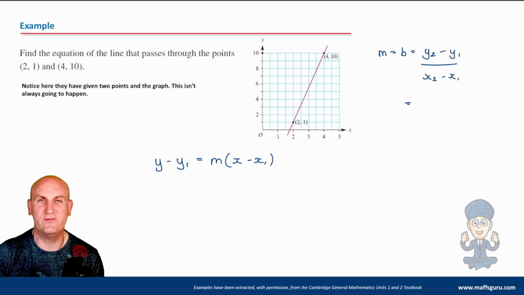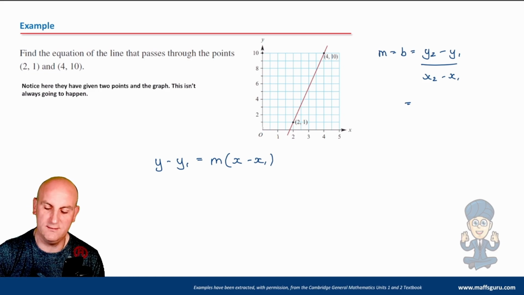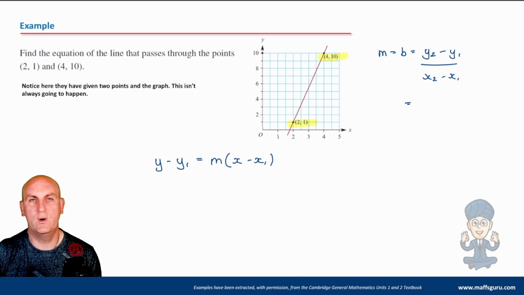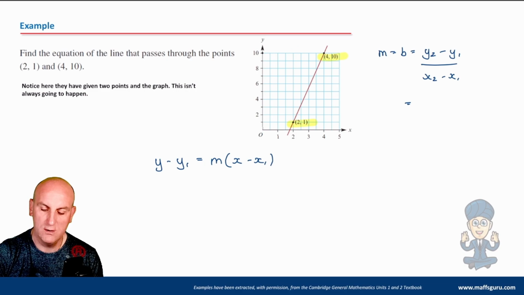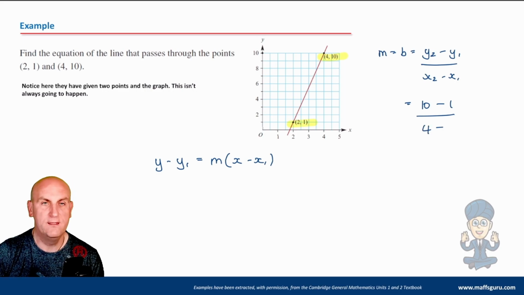Well, where am I going to get this y2 and y1 business from? Ah, my coordinates, which they have given me on my graph. So there we go. We've got 4, 10, and we've got 2, 1. So let's look at y2. Well, y2 is going to be 10 minus y1 is going to be 1. And again, a lot of people get tripped up here. Divided by x2, which is 4, minus x1, which is 2.